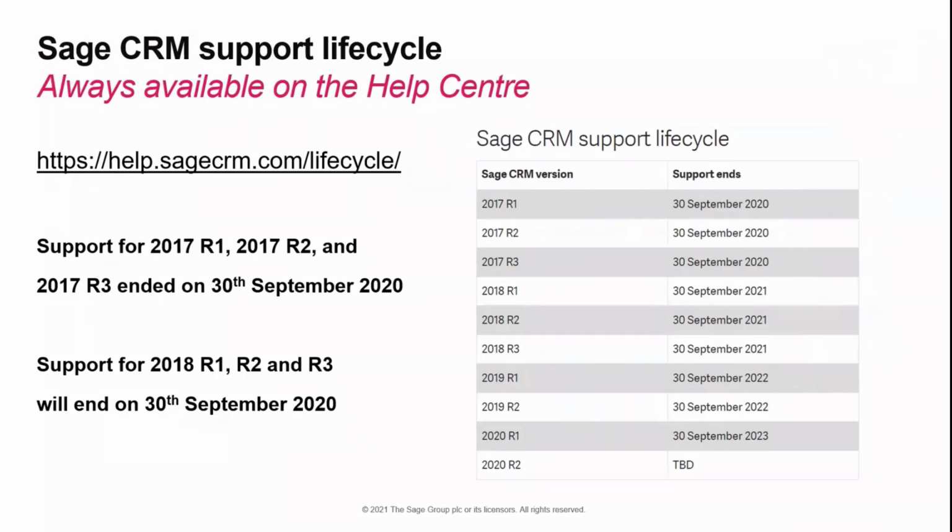All right, and finally, a quick reminder about release cycles. You can always find this information at help.sagecrm.com, and then Lifecycle, which is at the top menu. All the release and coming-to-end-of-support dates are listed there. So again, you can use that to make sure your customers remain compliant.